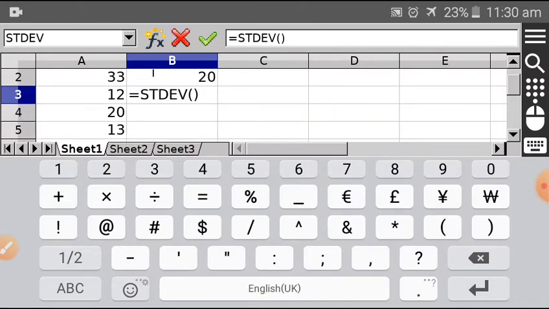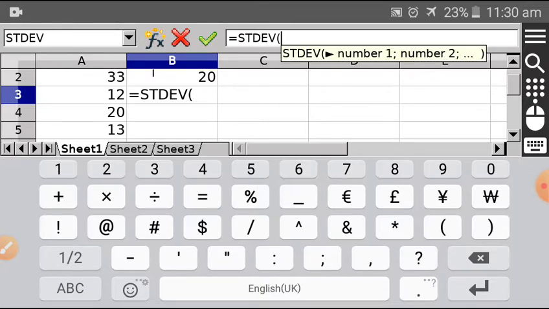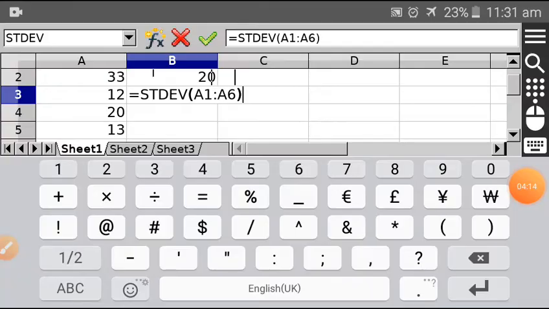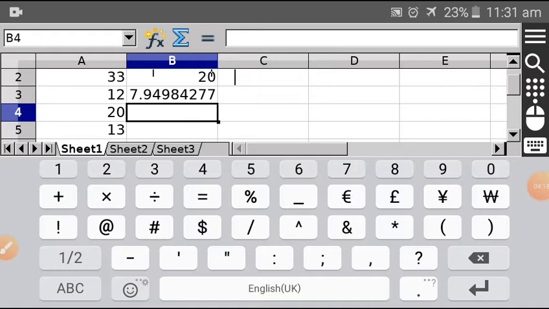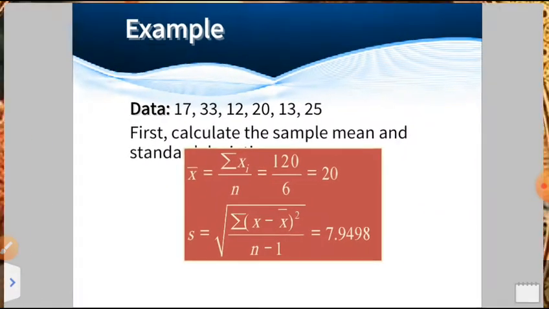Here I have to go for... so this is what we have, the formula, and if I enter it, I am getting the value of 7.9498, and I think it is the same we are getting there on the slides. Let us check what is the next step.